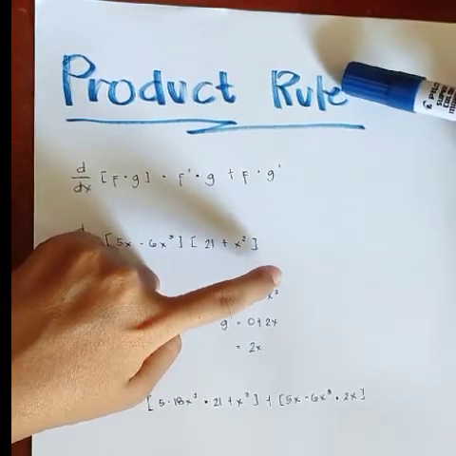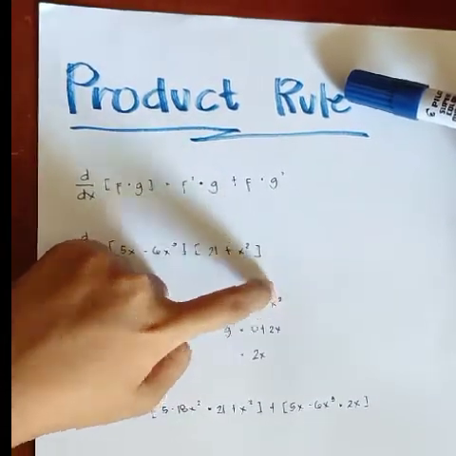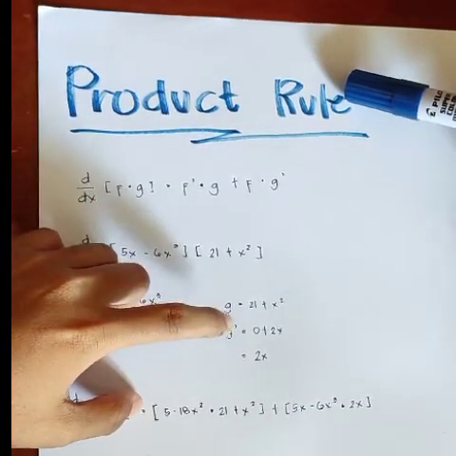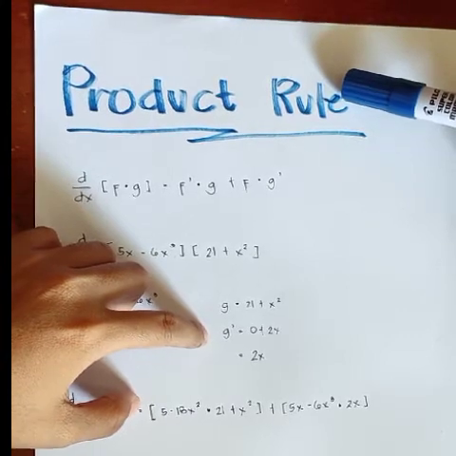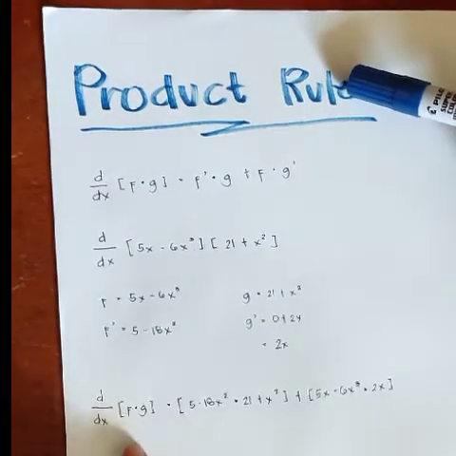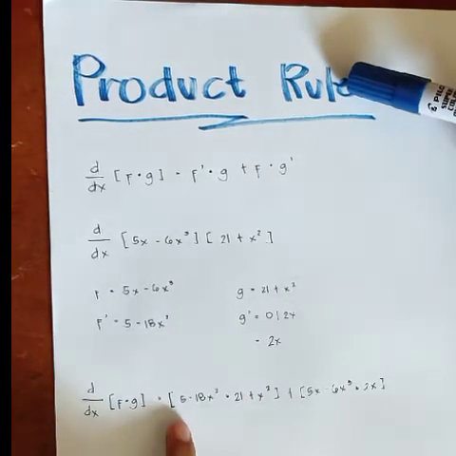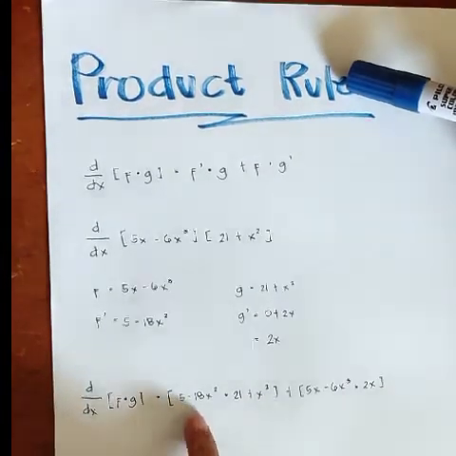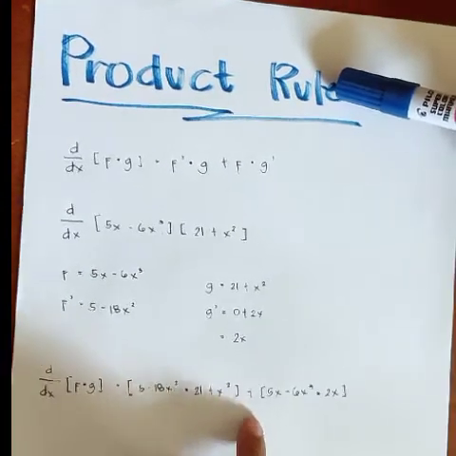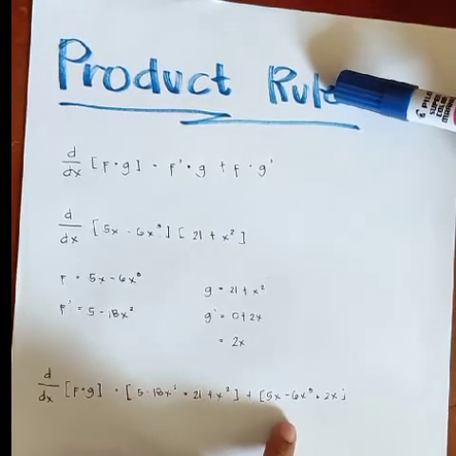And power rule for this. So it will come up into g prime is equal to 0 plus 2x. So our g prime is 2x. So our derivative of f times g is equal to (5 minus 18x squared) times (21 plus x squared) plus (5x minus 6x cubed) times 2x.